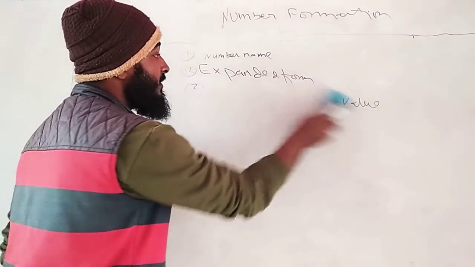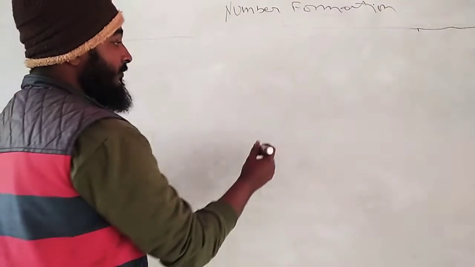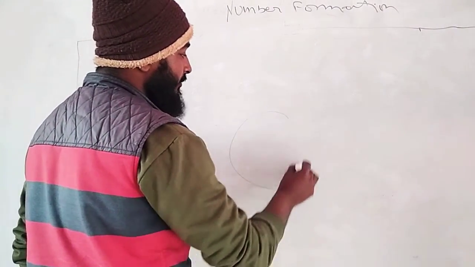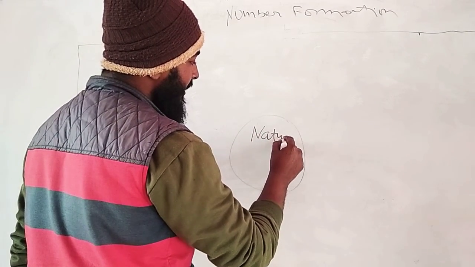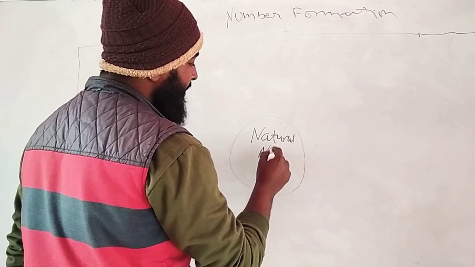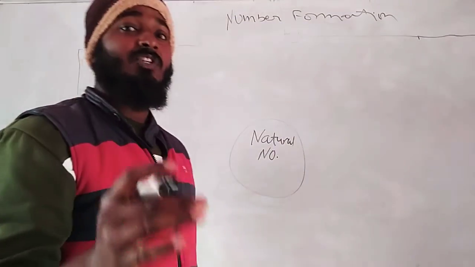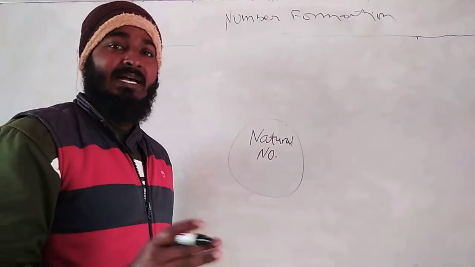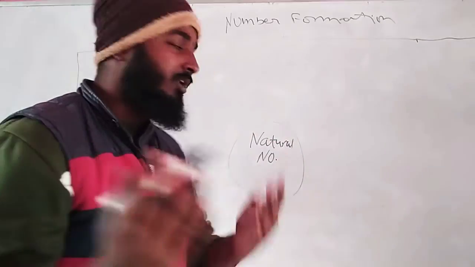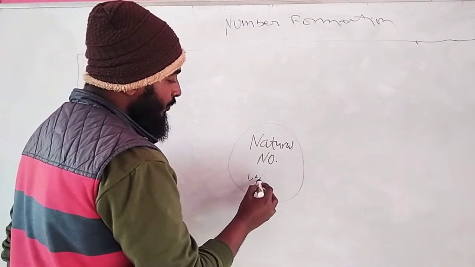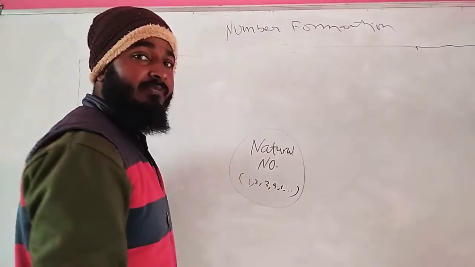The nature of the number. And what is the nature? First of all, we have natural numbers. Why is it, as the name suggests, natural? Natural means starting from 1. If anyone asks you to count the numbers, you will start from 1, because it is a natural number. So 1, 2, 3, 4, 5 up to infinity.